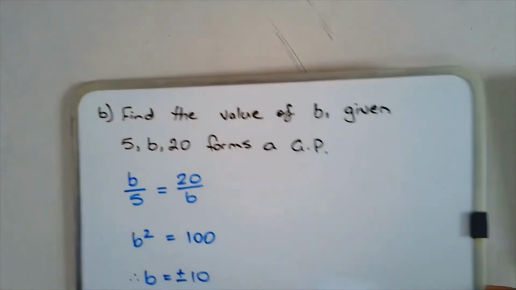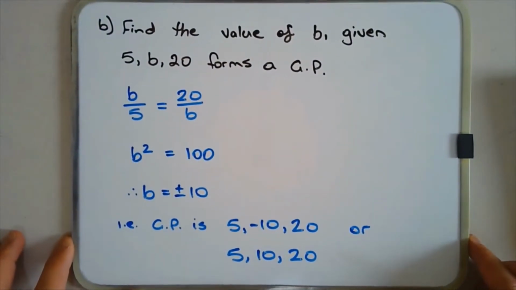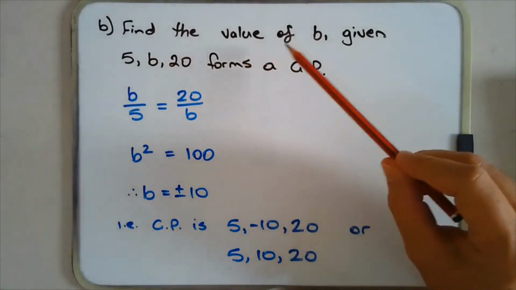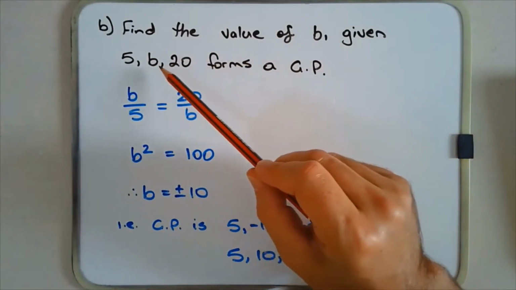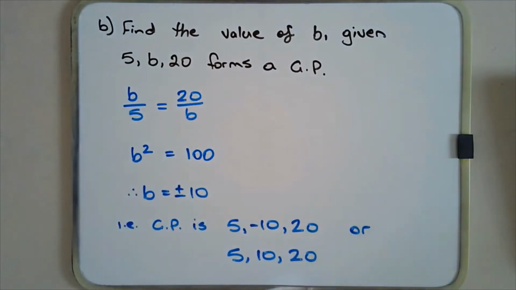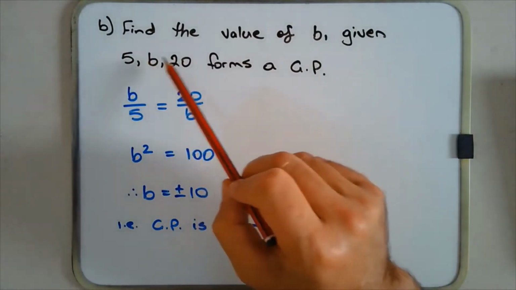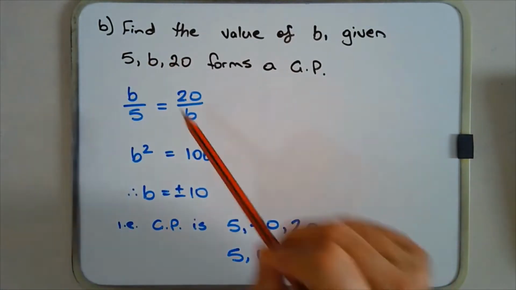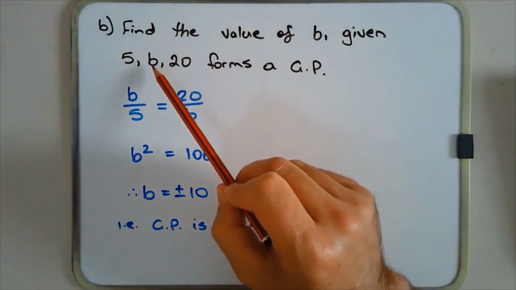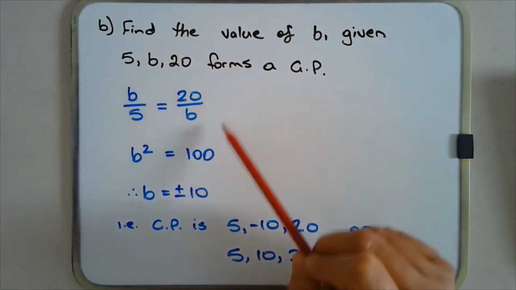Now let's have a look at an example involving a geometric progression. So part B, example 1b, find the value of b given 5, b, 20 forms a geometric progression. Now since these three terms form a GP, there is a common ratio between these three terms. So in other words, b divided by 5 will equal 20 divided by b.